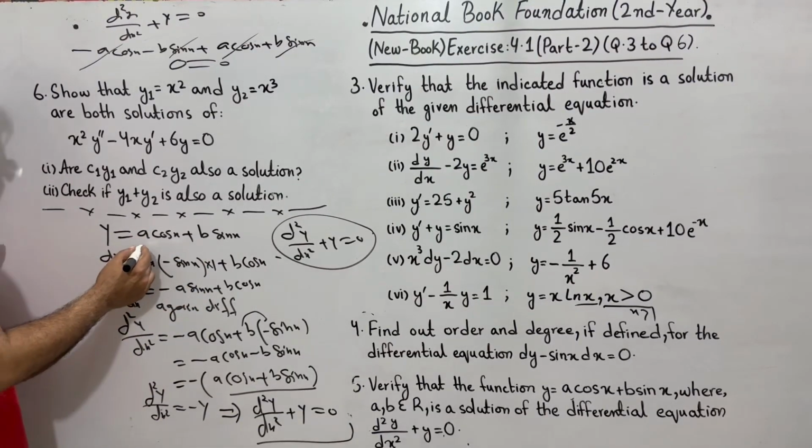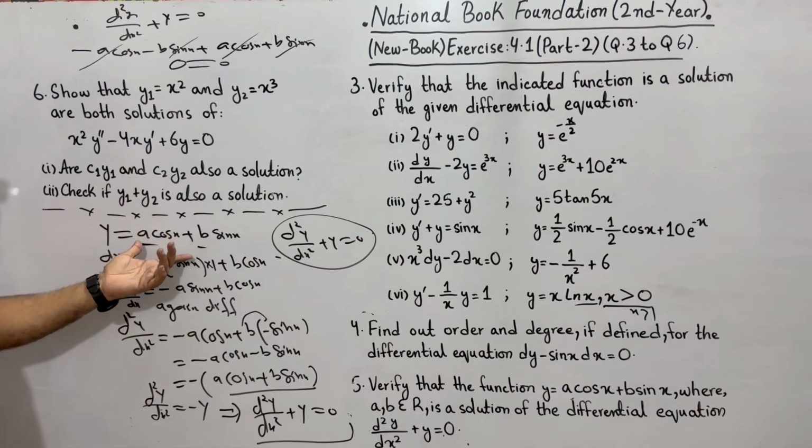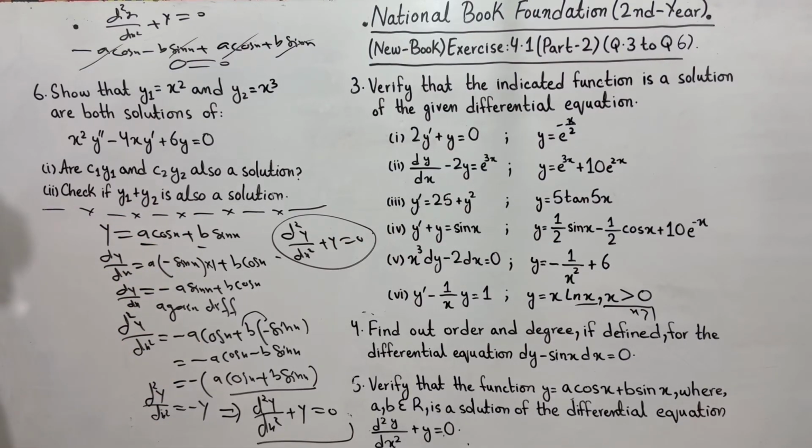What is our requirement? We have two constants. We have to eliminate both of these constants. We can differentiate at most 2 times and utilize the given value of y to arrive at the result.